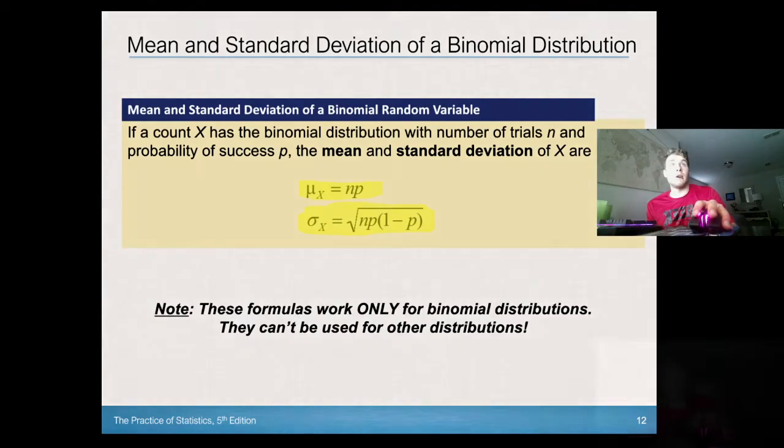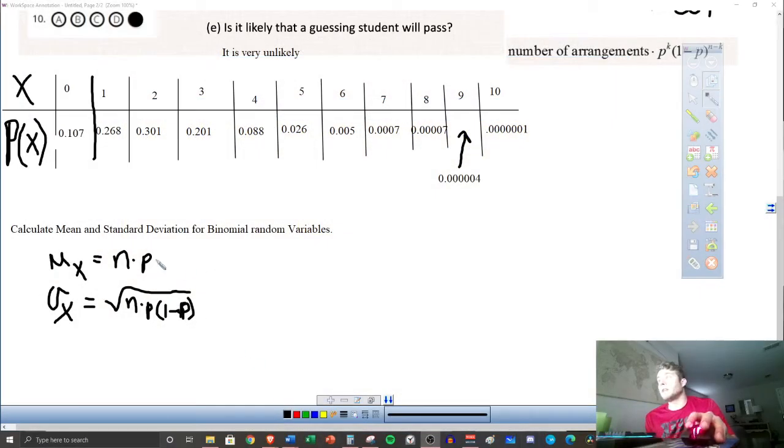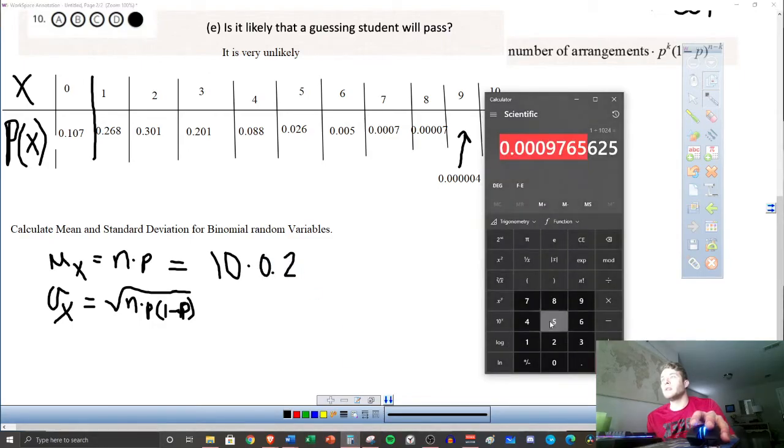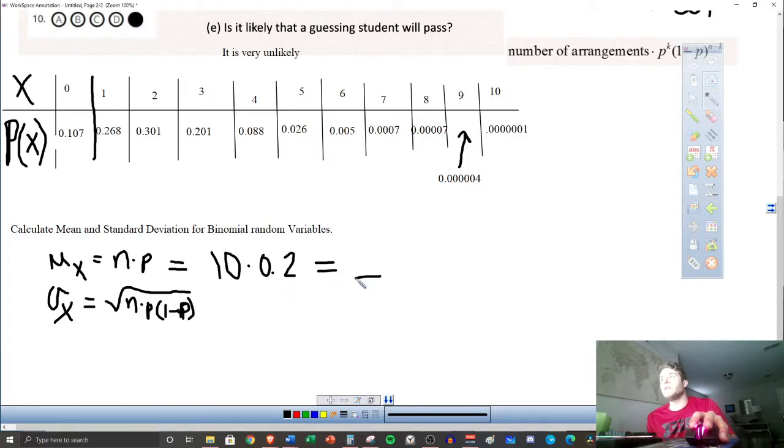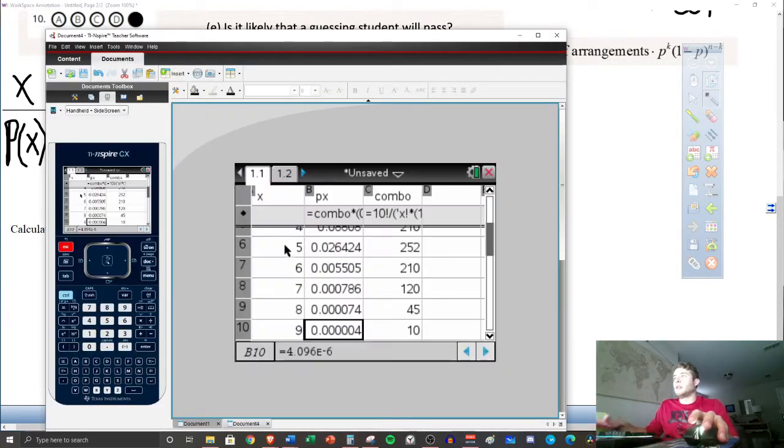Okay, let's go back to our main display here. Well, let's find the mean for this situation. Well, it's n times p. What's n? Well, that's the number of trials. It's 10. What's p? That's the probability. It's 0.2. What's 10 times 0.2? That's 2. So the mean for the binomial random variable is 2. Let's go back to the calculator again just to double verify this.